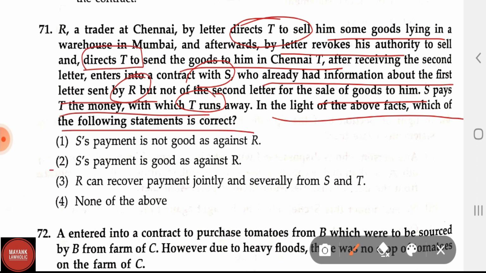Option 1, H payment is not good as against R. Option 2, H payment is good as against R. Option 3, R can recover payments jointly and severally from S and T. And option 4, none of the above. In question number 71, the correct answer is option 2, as payment is good as against R.